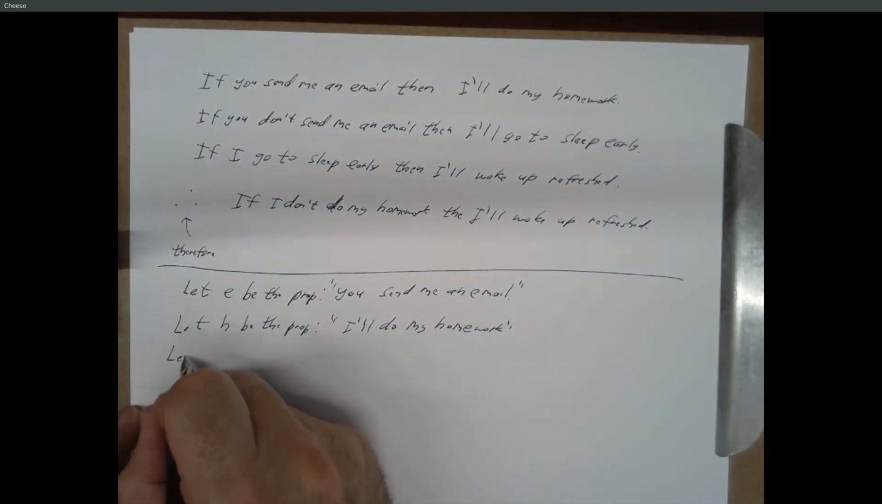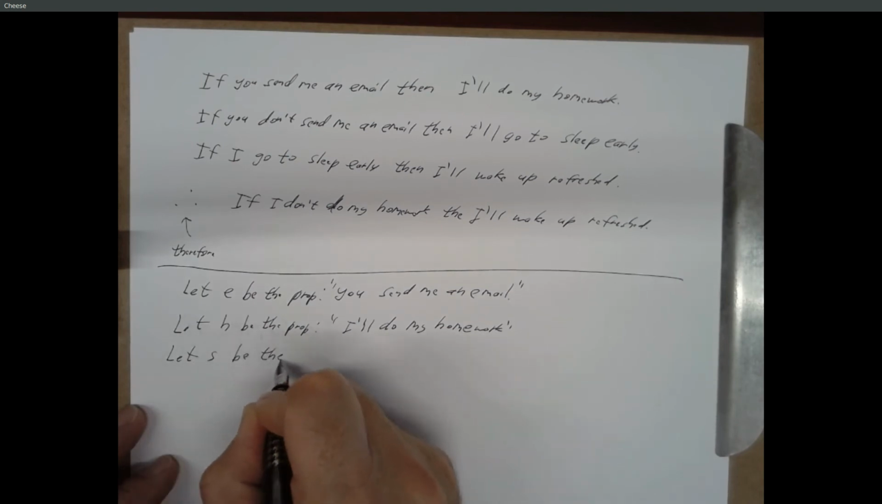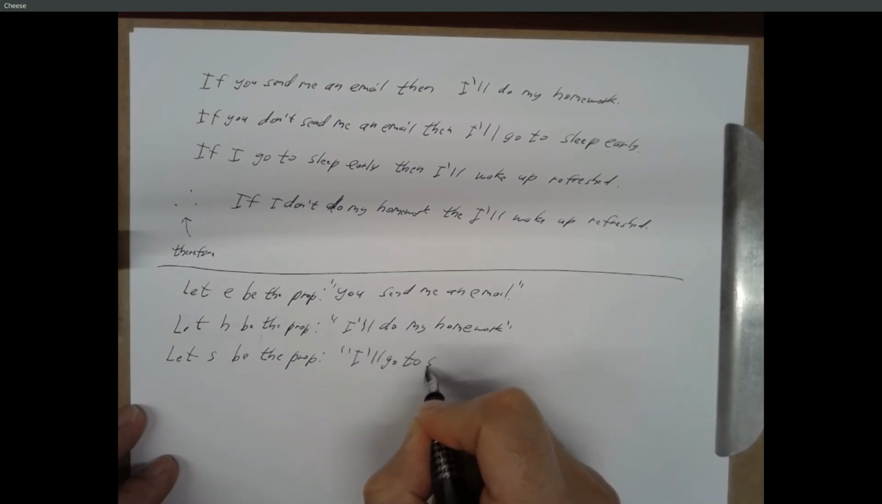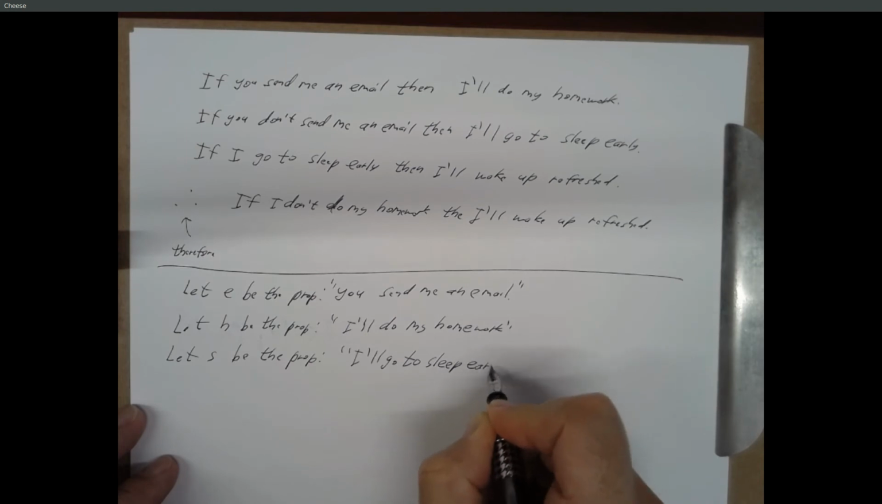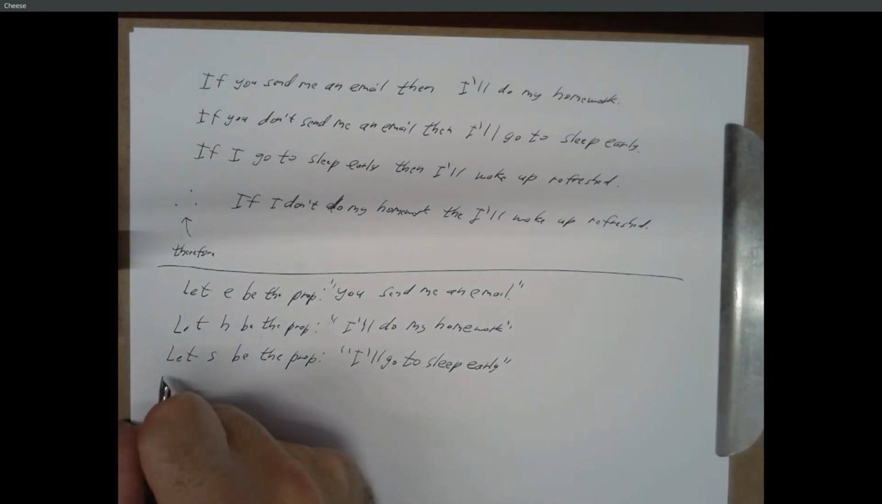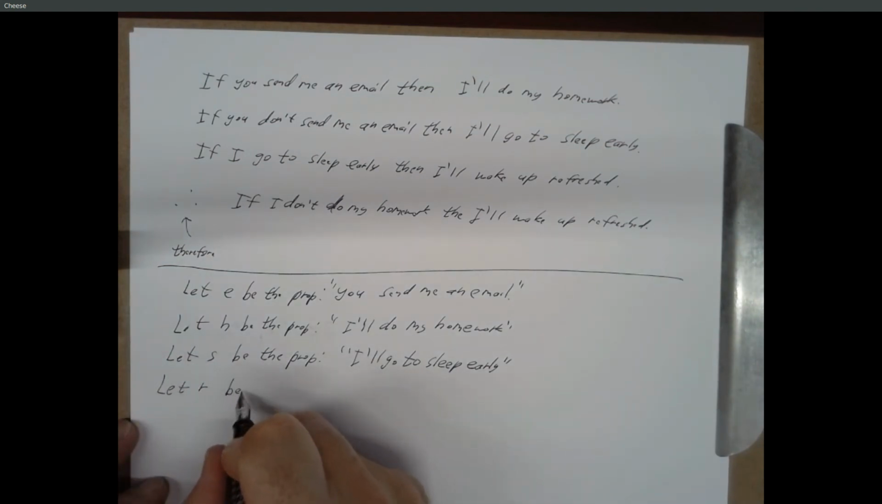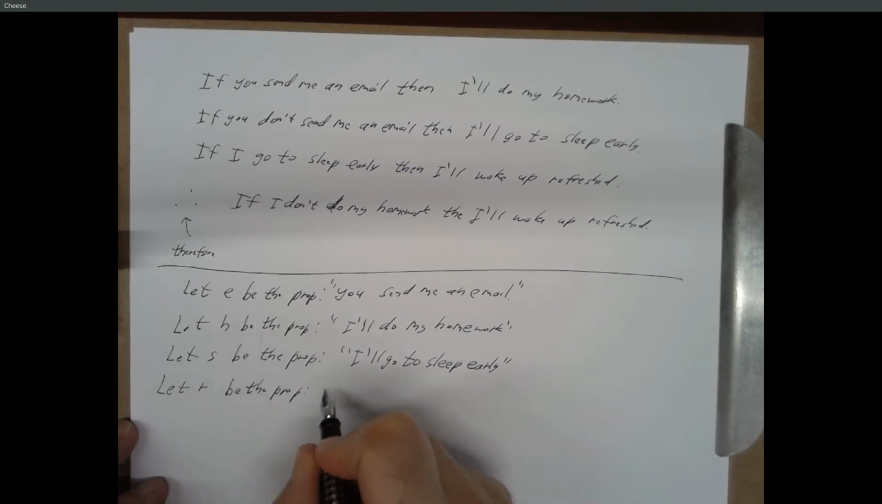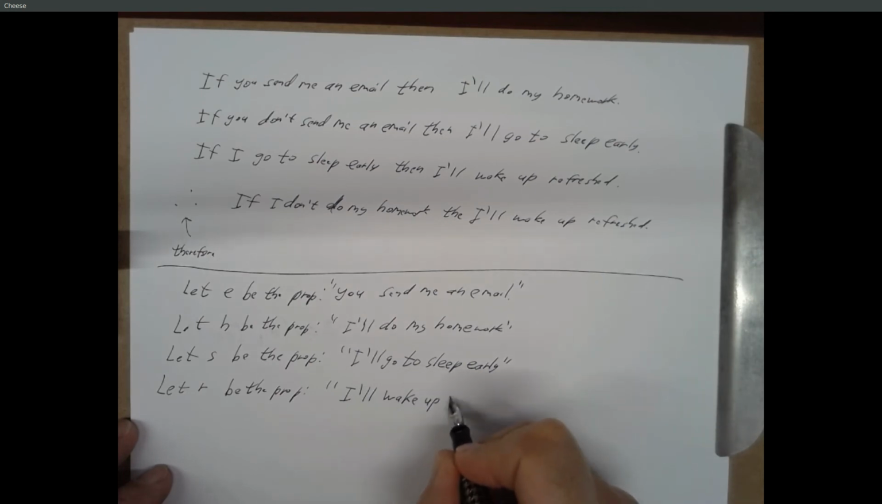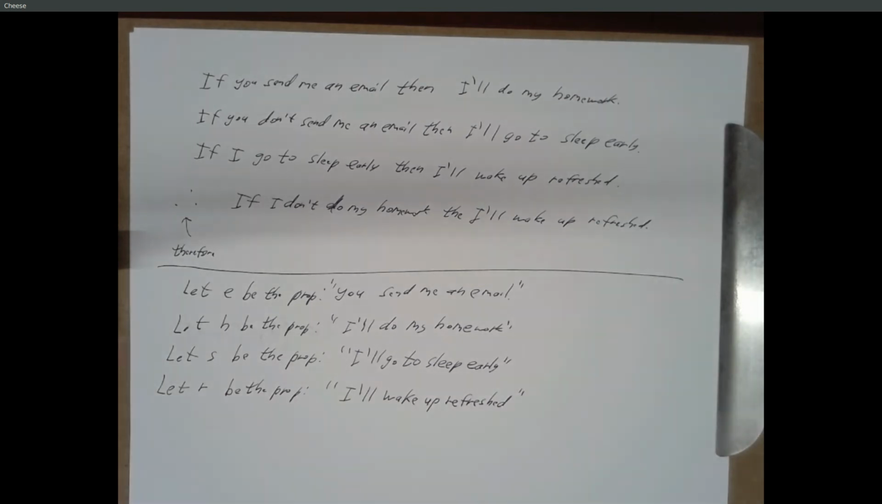Let's make a proposition S. Let S be the proposition: I'll go to sleep early. And go to sleep early, that's S. I'll wake up refreshed. Let's make a proposition R. Let R be the proposition: I'll wake up refreshed. So that's enough propositional variables for us to rewrite these 4 statements in the language of propositional logic.